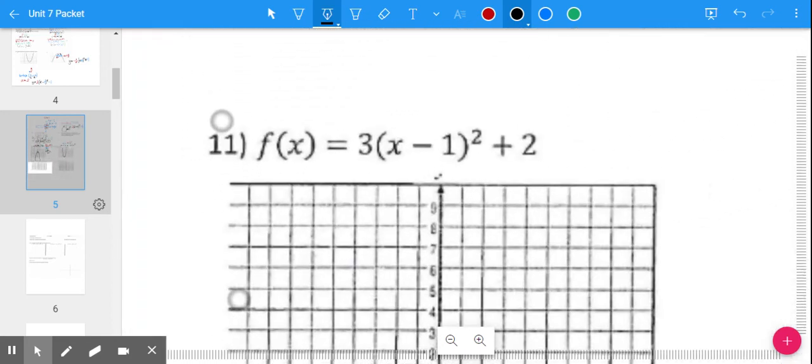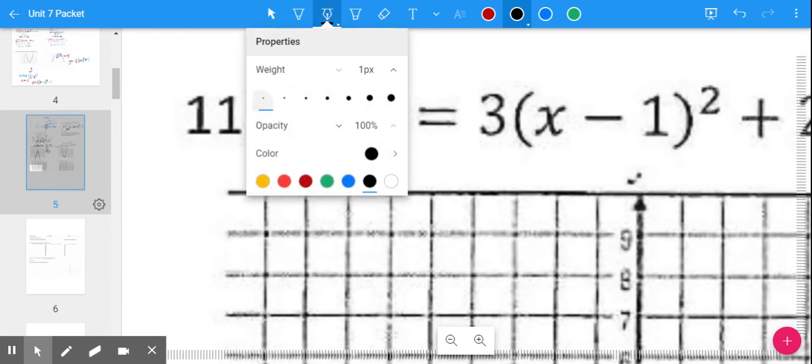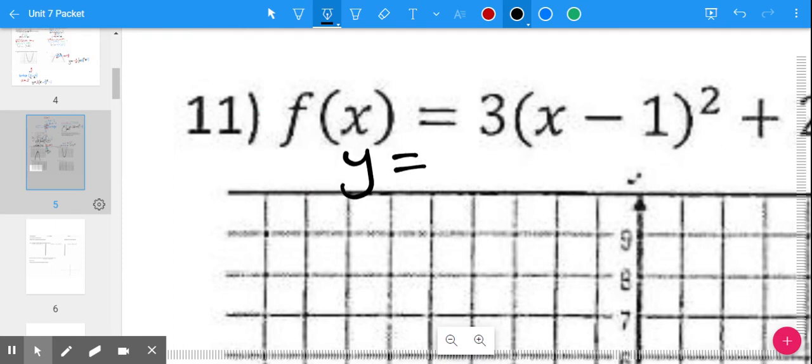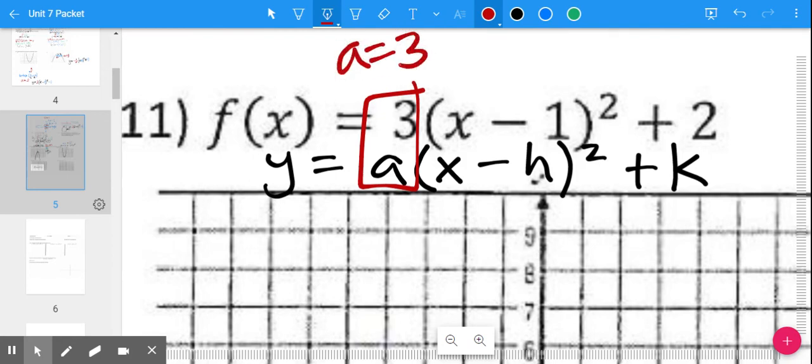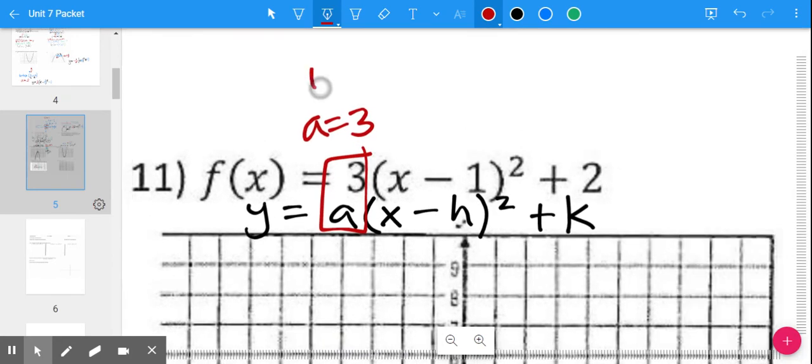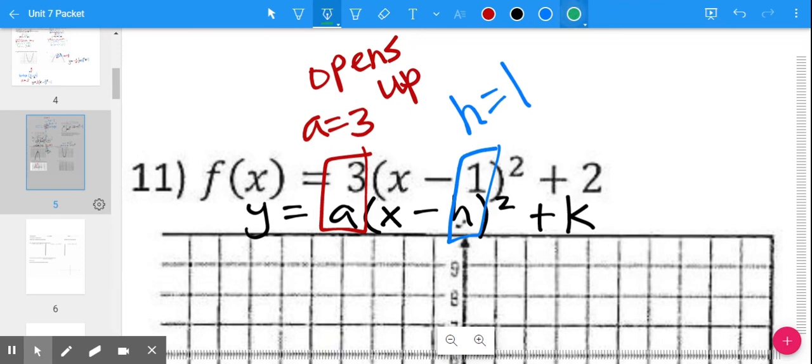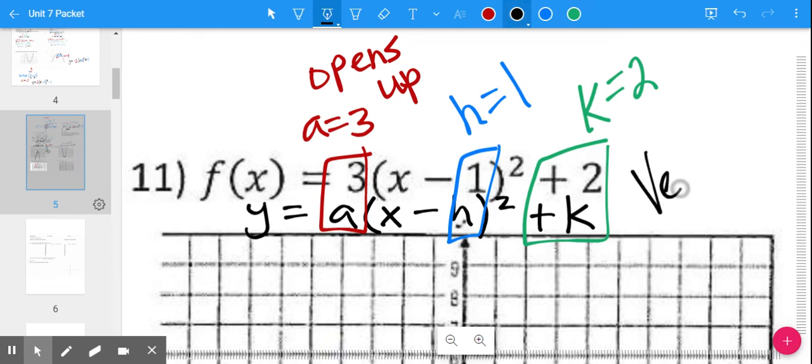We're going to do this next one together because it's different. So when we look at this one, we have y equals a(x minus h) squared plus k. So your a value is 3. It's going to open up because that's a positive 3. We have our h value. So remember, it's minus h, and this is -1, so your h equals 1. And then your k value is added on to the end, so k equals 2, which means your vertex is at 1, 2.